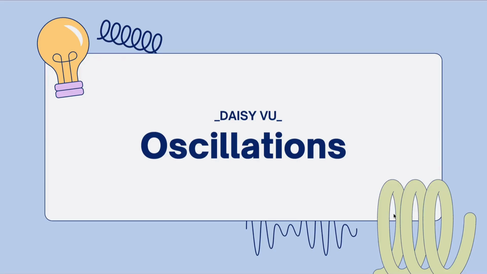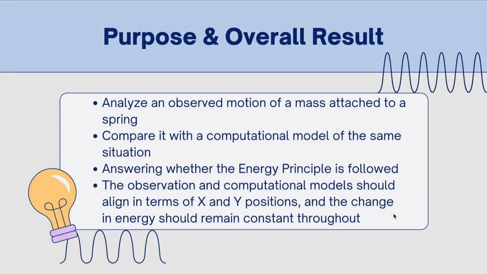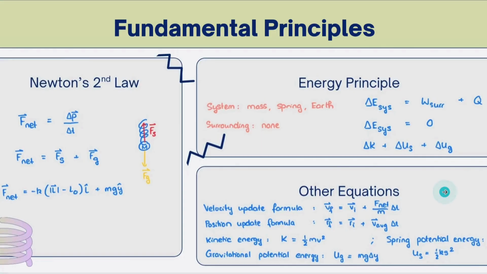This is my oscillation experiment. The purpose of this lab is to analyze and observe the motion of a mass attached to a spring, then compare it with a computational model of the same situation, and eventually answer whether the system follows the energy principle. The overall result should have the observation and computational models align in terms of x and y position versus time graphs, and the change in energy should remain constant throughout.